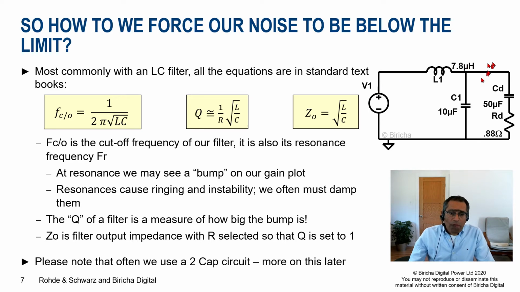Please note that often we use a two-cap circuit. This is one cap and two cap. I'm ignoring the capacitor that sits here on the input called the pi cap, because it forms a pi filter. The job of filtering is with this one, and the job of damping the Q is with that one. We're going to talk about that a little bit later.